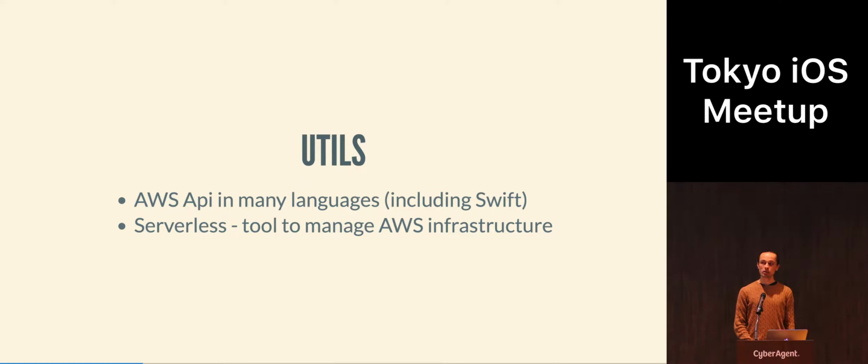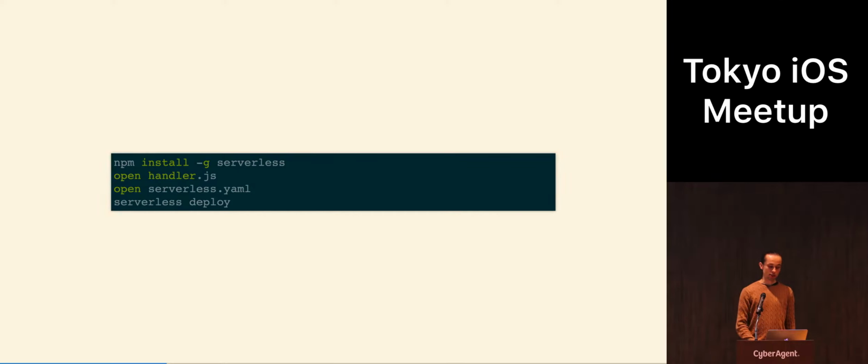This is a tool I'm using to manage my AWS infrastructure. It makes everything much easier, and you can commit the state of the infrastructure into a Git repository, for example. So next time you screw something up, you can just reset to the previous commit, and hopefully everything will work again. Okay, so let's start with serverless.